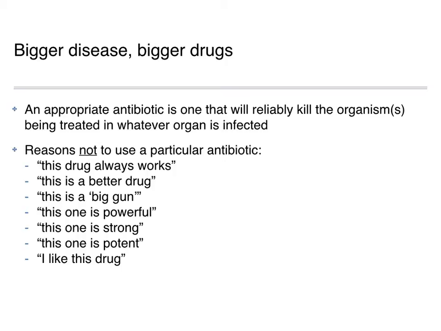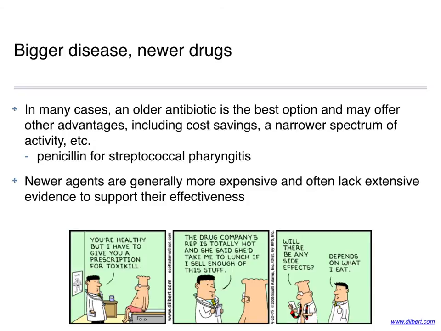Related to that would be bigger diseases, newer drugs. So as I mentioned, penicillin is still the drug of choice for strep throat. So there are often advantages to using older drugs that have a narrower spectrum of activity and are less costly as well. Newer agents like linezolid are extremely expensive. Often we might not have the amount of clinical trial evidence to support the idea of newer drugs. So really, the point is that using old drugs is often a perfectly reasonable thing to do.